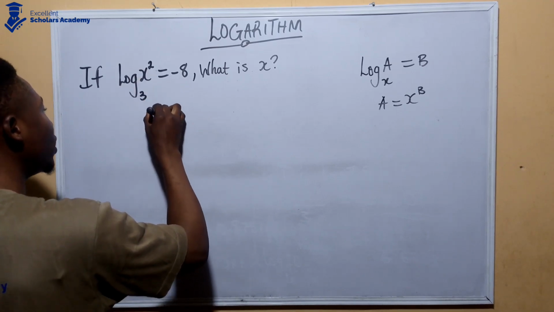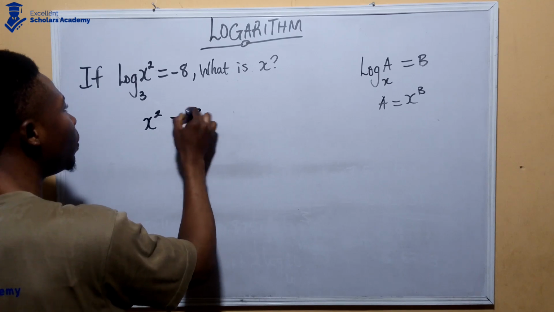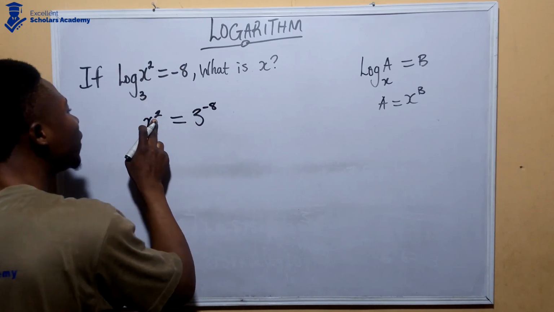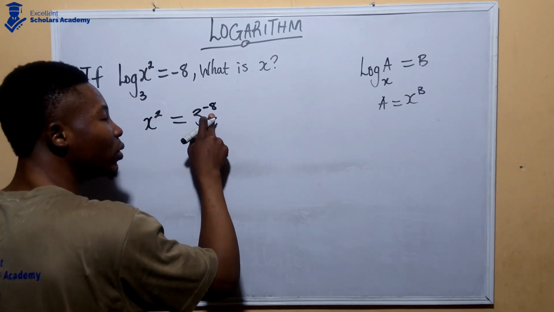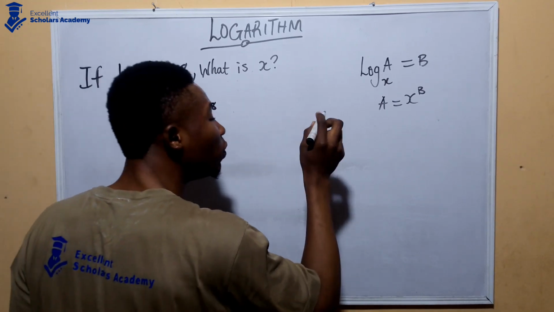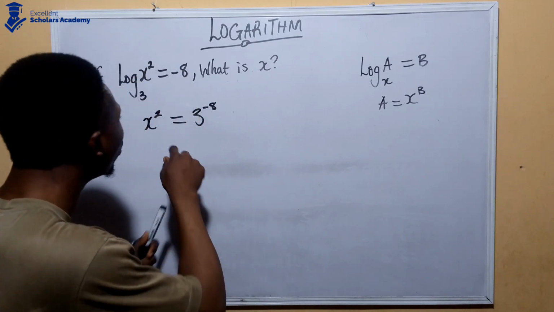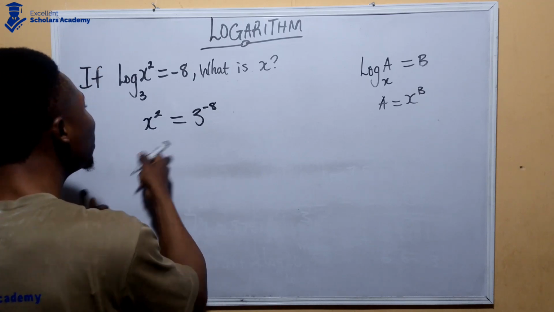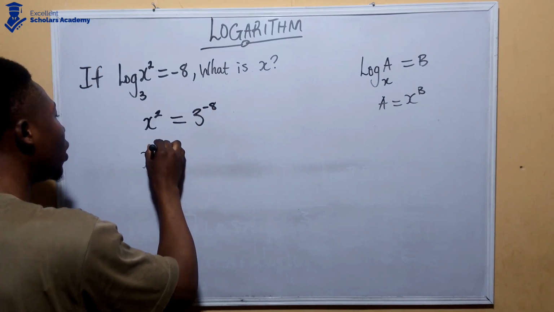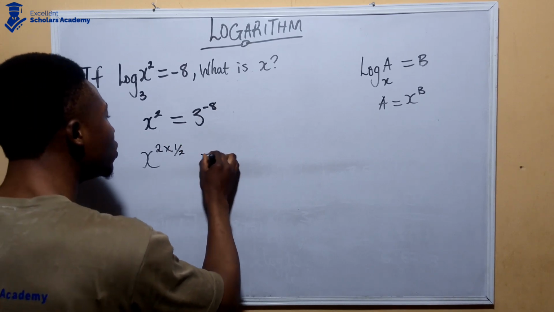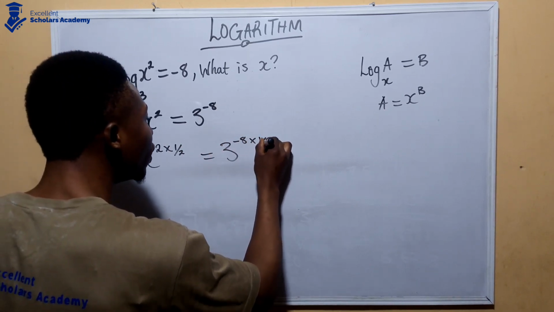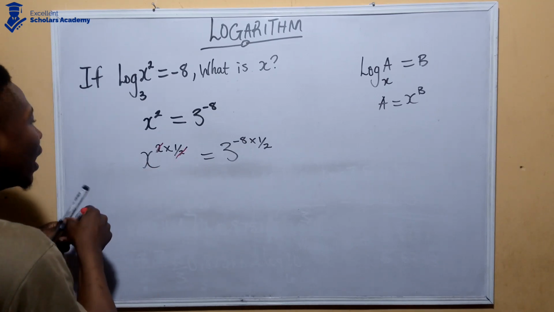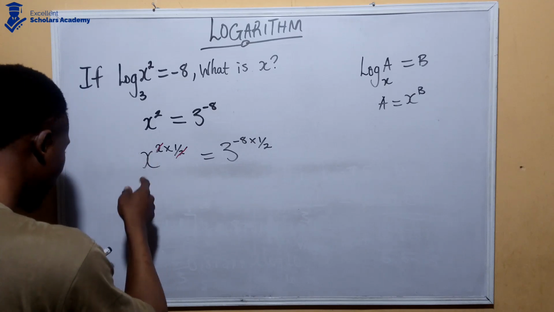So we'll say x squared is equal to the base to the power of what this logarithm was equal to, which is minus 8. Alright, now this is x squared, this is 3 to the power of minus 8. We can multiply the power of both sides by 1 over 2. By the time you multiply the power of both sides by 1 over 2, it's going to eliminate 2 here. So you'll be able to find the value of x. So now multiply the power of both sides by 1 over 2. So it becomes x to the power of 2 multiplied by 1 over 2 is equal to 3 to the power of minus 8 multiplied by 1 over 2. Now it is very clear from here that the 1 over 2 eliminates the 2 here. That's why we multiply the power of both sides by 1 over 2.